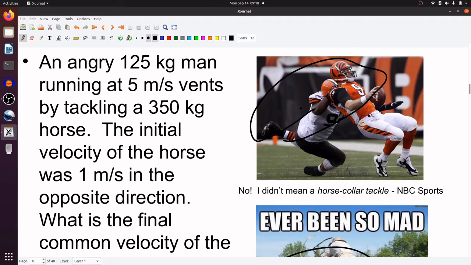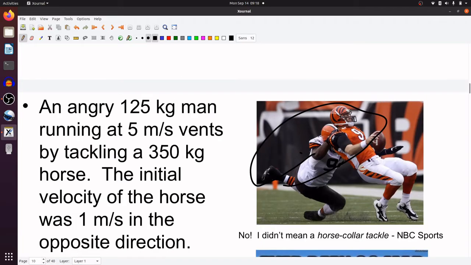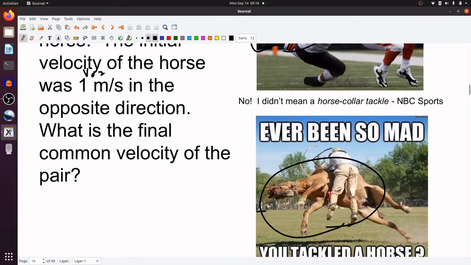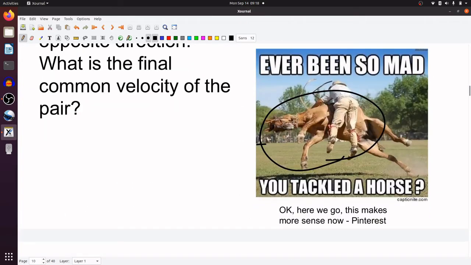All right. So we have an angry man. Let's start with the angry man. Well, we'll call the angry man M1, and the man's velocity is V01. The horse is going to be M2, and the initial velocity of the horse, we'll call it V02. Okay, so they stick together, so this is a completely inelastic collision.